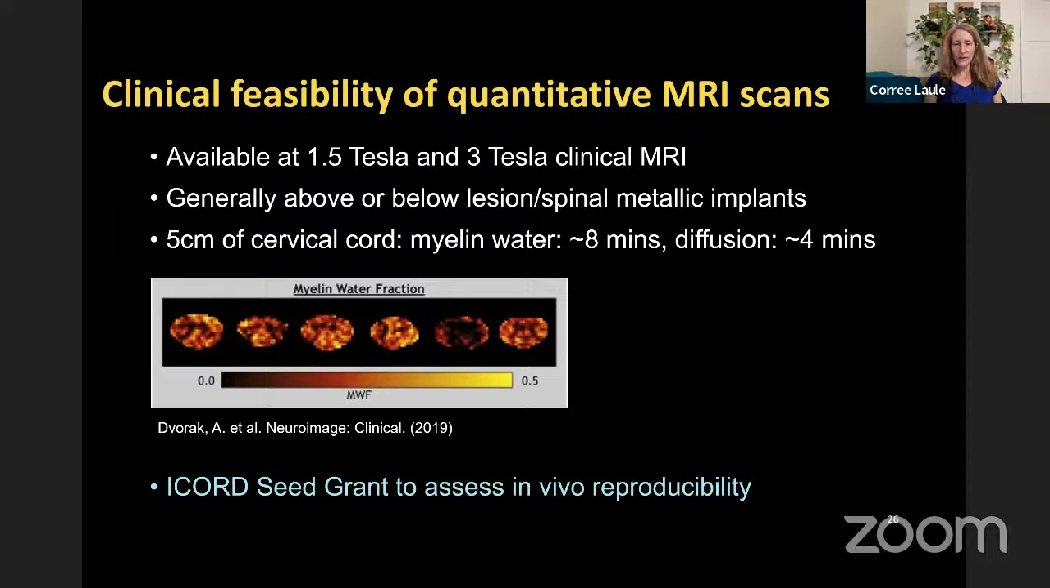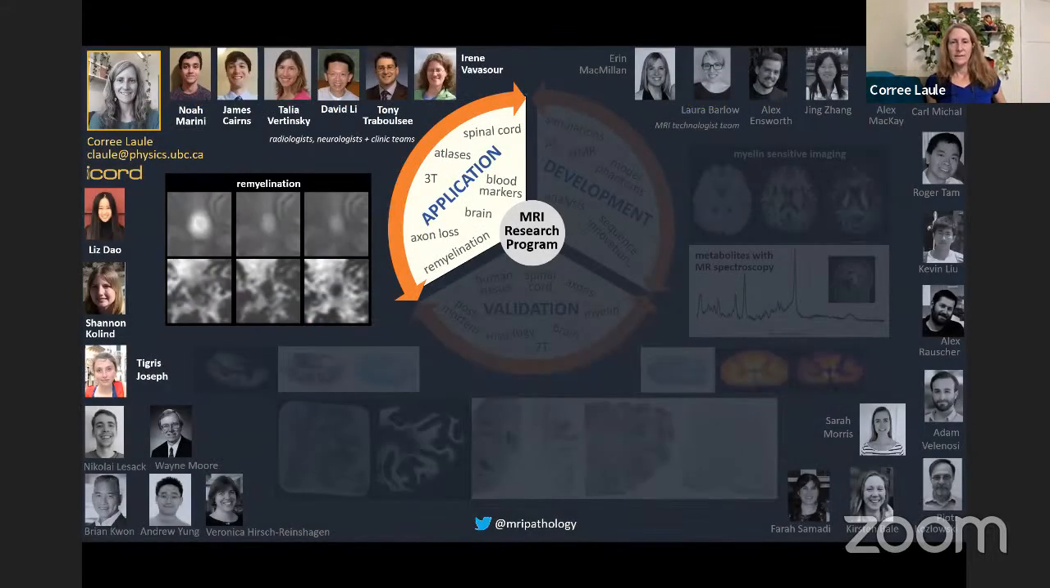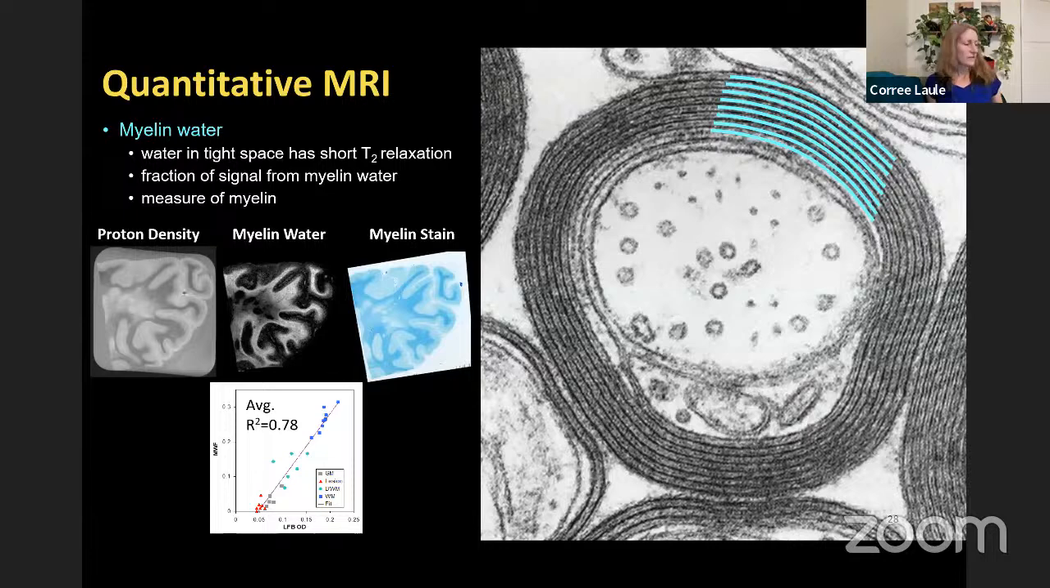So we currently have a grant from my research center to assess in vivo reproducibility. So that was an overview of some of the validation work that we've done, and now I'm going to move into applications. For the in vivo application section, I'm going to focus on just one particular method, the myelin water imaging method. Just a reminder, this is looking at the water that's trapped inside the myelin bilayers, which has a shorter T2 time.